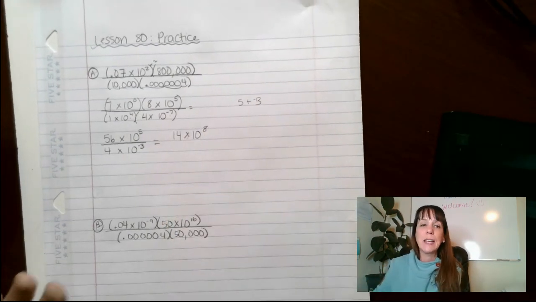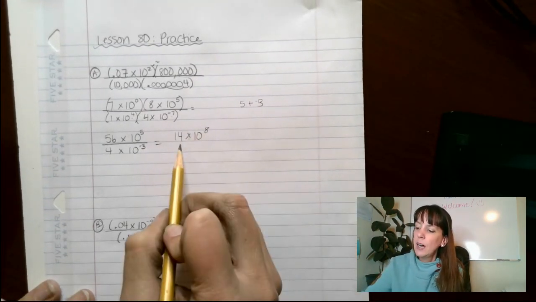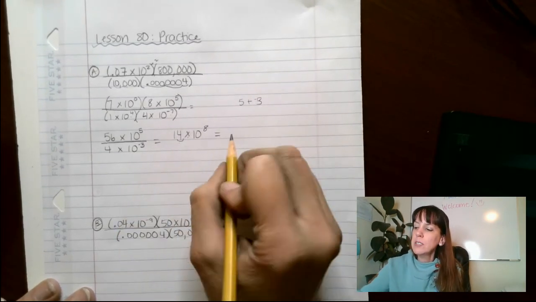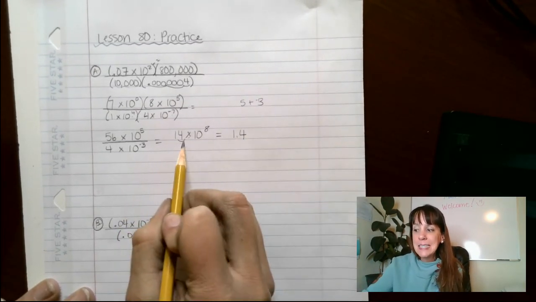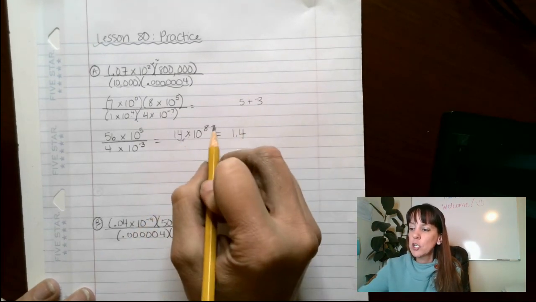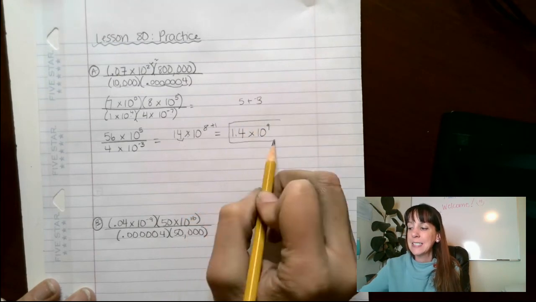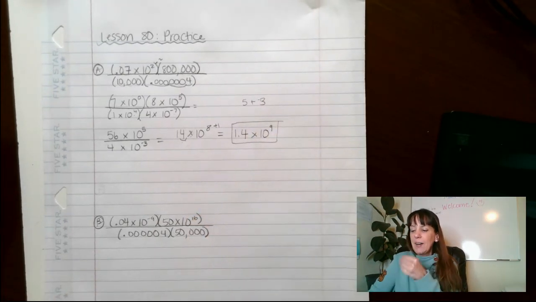Oh, 10 to the 8th power. That is not scientific notation, actually. We've got to move this over 1 spot to make that 1.4. I've made this number smaller, so I need to make this larger by 1. So it's times 10 to the 9th. That is scientific notation. All right, guys, B.